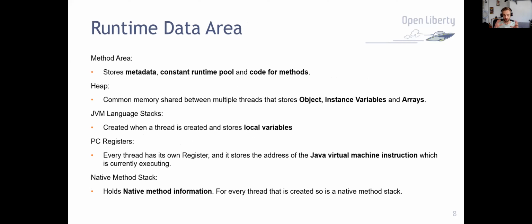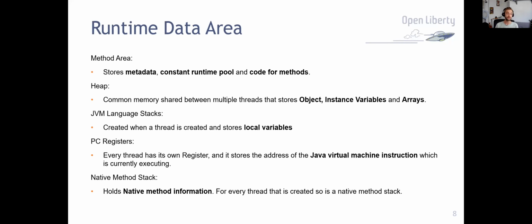Then we move on to the runtime data area, the second part of the JVM. This has things like your method area, which stores metadata and code for your methods. You have your heap, which is a common memory shared between multiple threads. It stores things like objects, instance variables, and arrays. You have your JVM language stack. This is created when a thread is created, and this stores local variables.